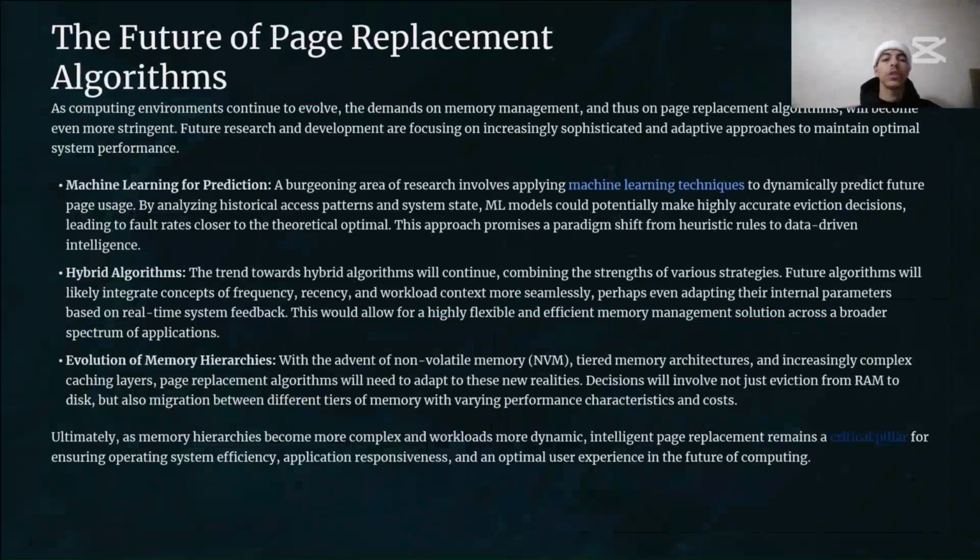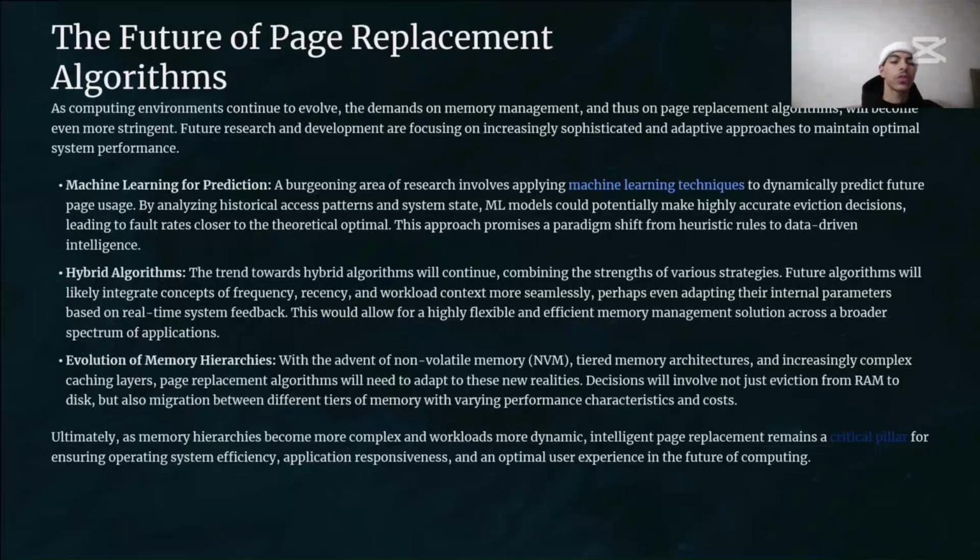The future of page replacement algorithms. As computing environments continue to evolve, the demands on memory management, and thus on page replacement algorithms, will become even more stringent. Future research and development are focusing on increasingly sophisticated and adaptive approaches to maintain optimal system performance.